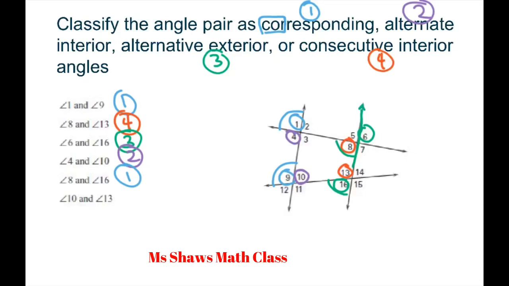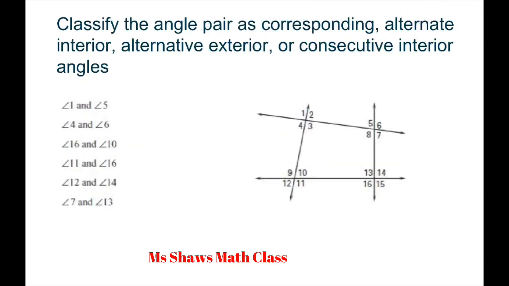And 10 and 13. Since they're on the inside and they're consecutive, they're not alternate, that's number 4. And we have one more. You might want to pause the video and try to do these on your own.